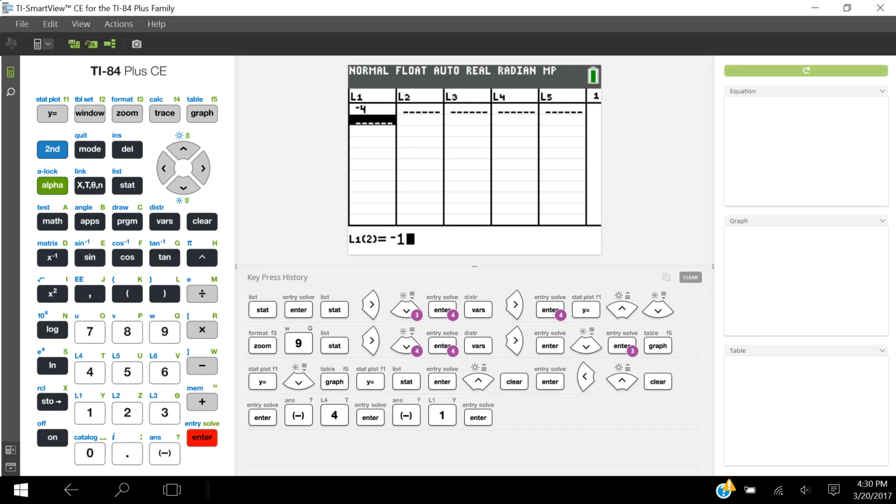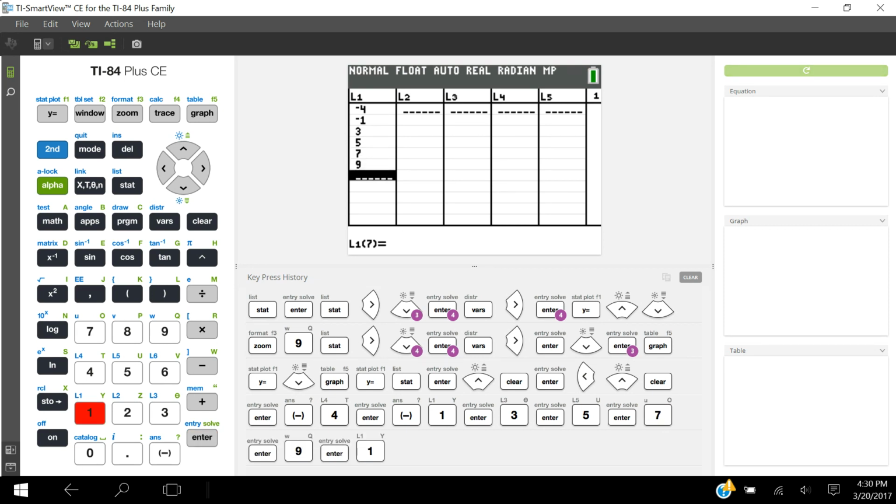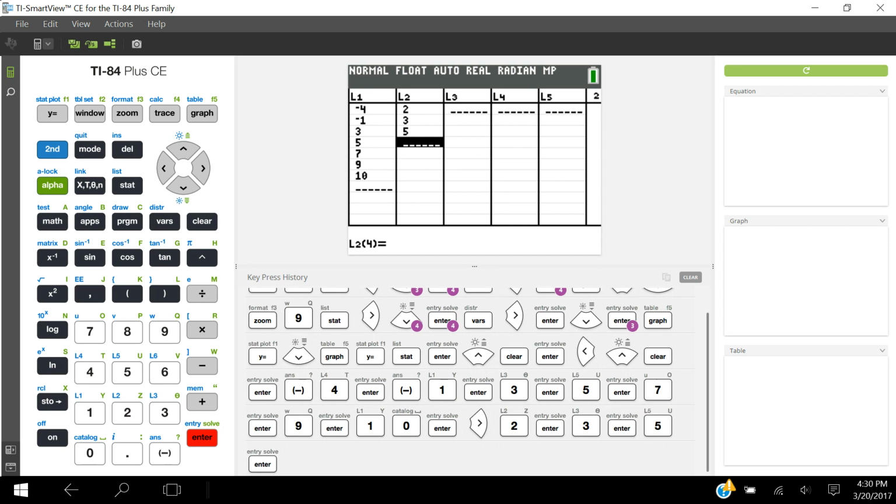-1, 3, 5, 7, 9, 10. Okay. And then my y values I'm going to put in 2, 3, 5, 7, 11, 14, 18.